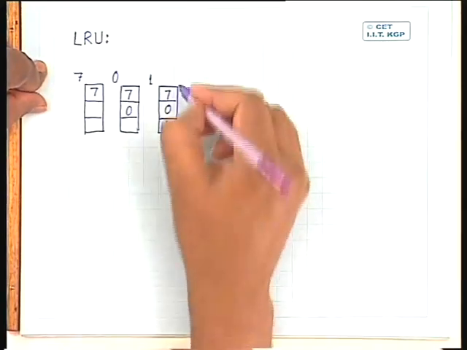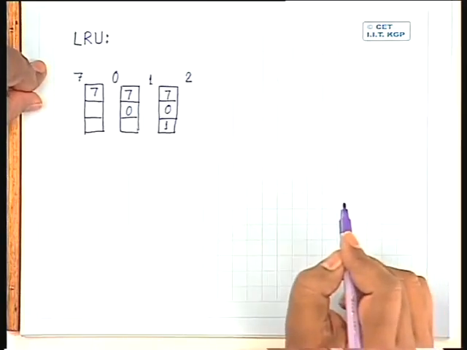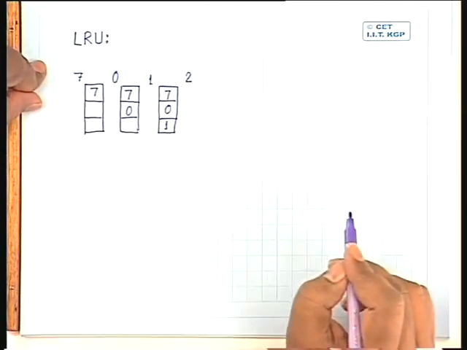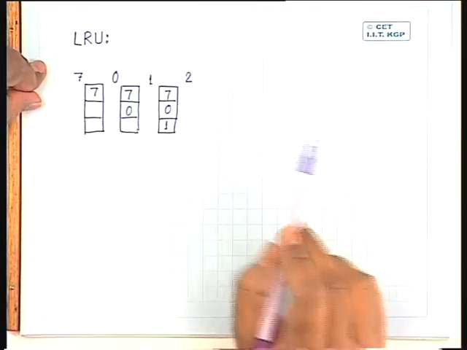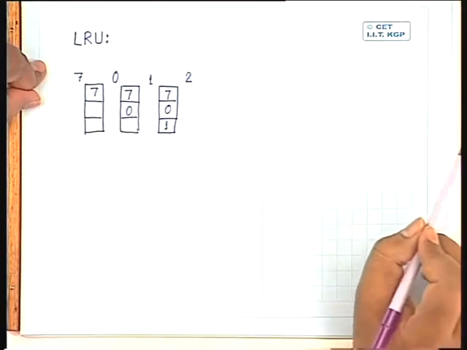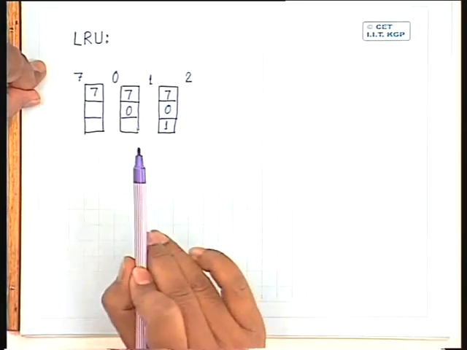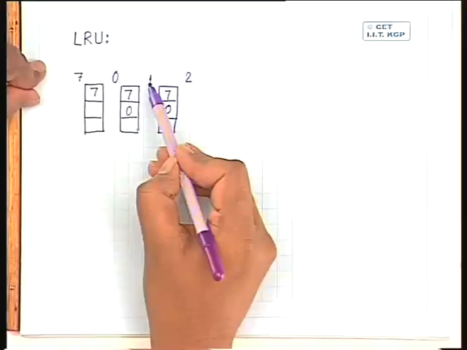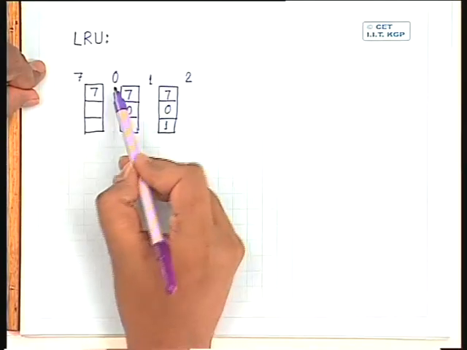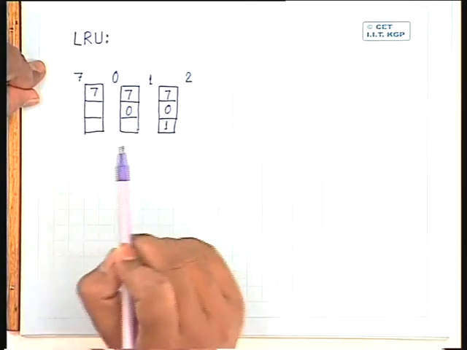Okay. Next time, the next page that is referred is page number 2. Now, when I am referring page number 2, in case of optimal algorithm, I try to find out that which page will not be referred for maximum duration of time. Now, I have to find out that which page is least recently used. So, you find that out of these 3 pages, page number 1 is most recent. Before that, page number 0, least recent is page number 7. So, I replace page number 7 by page number 2.